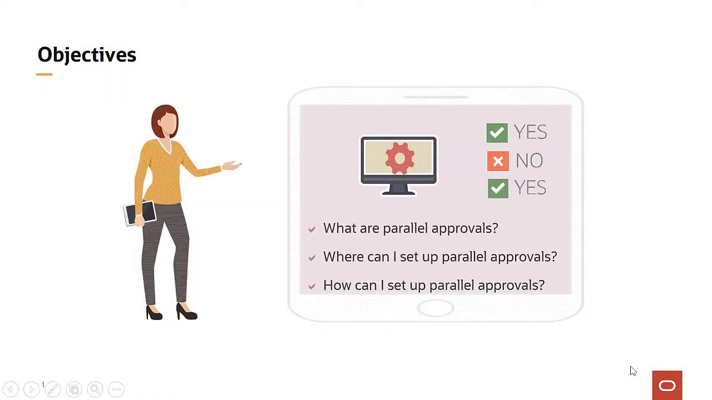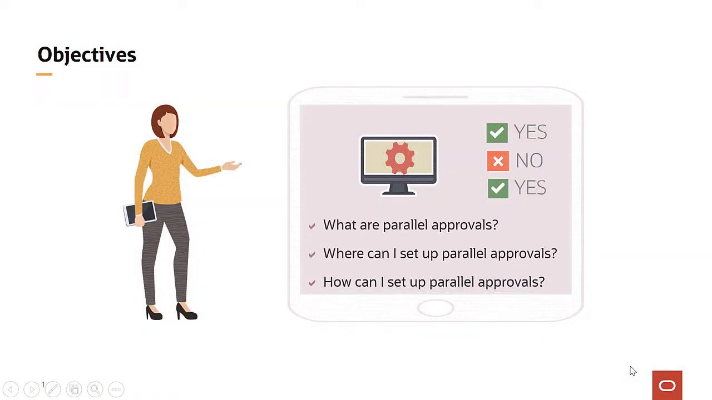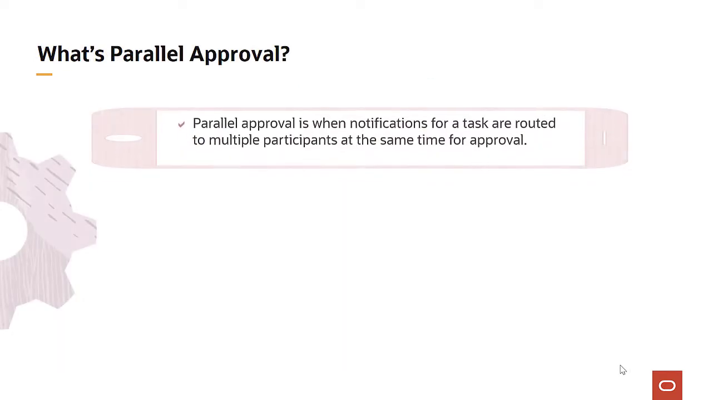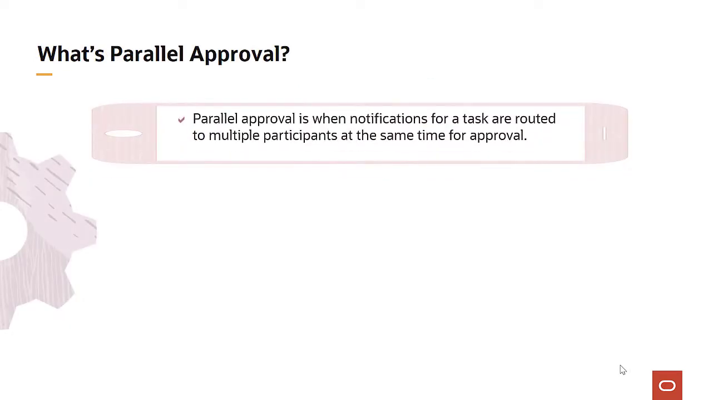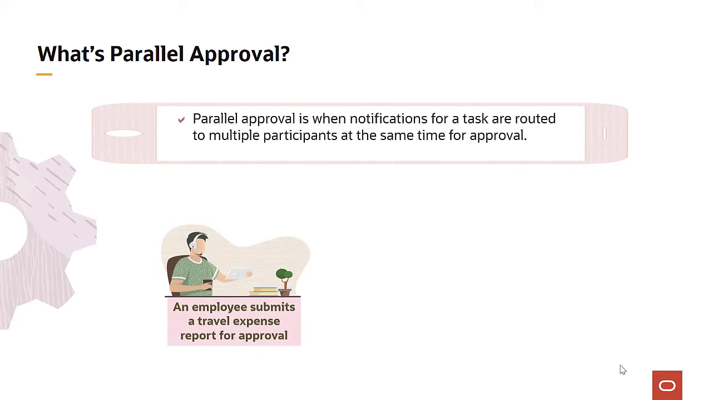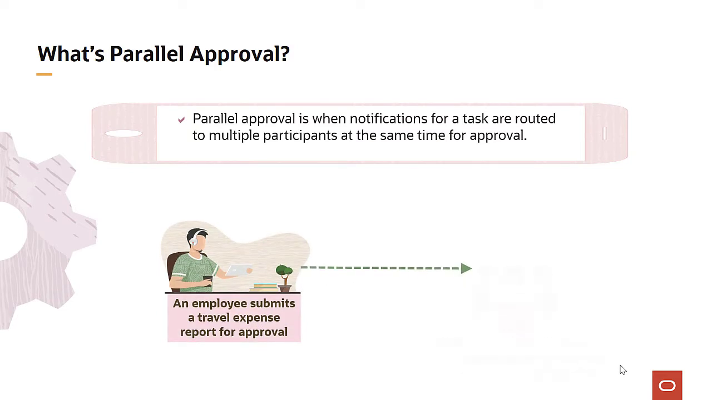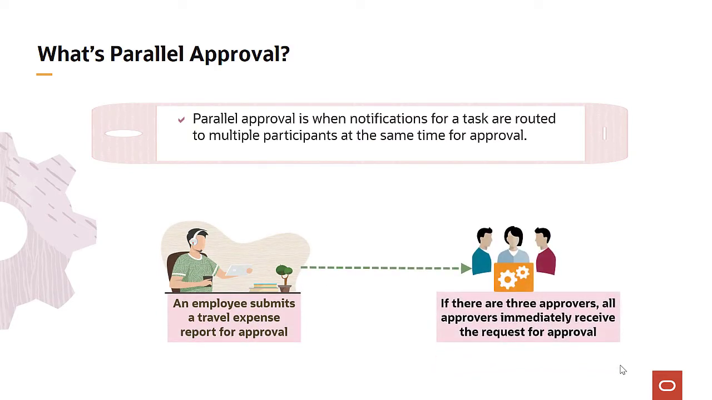Hello, in this video I'll explain parallel approvals and how you can set them up. Let's begin by looking at what is parallel approval. Typically, the approval flow is sequential in nature, where a task is routed up a supervisory chain from one approver to another, but sometimes there's a need to send parallel notifications to multiple participants.